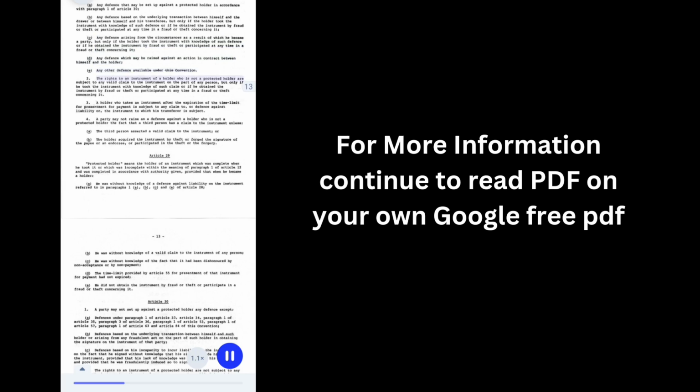2. The rights to an instrument of a holder who is not a protected holder are subject to any valid claim to the instrument on the part of any person, but only if he took the instrument with knowledge of such claim or if he obtained the instrument by fraud or theft or participated at any time in a fraud or theft concerning it. 3. A holder who takes an instrument after the expiration of the time limit for presentment for payment is subject to any claim to, or defense against liability on, the instrument to which his transferor is subject.